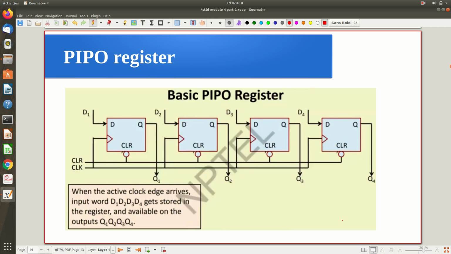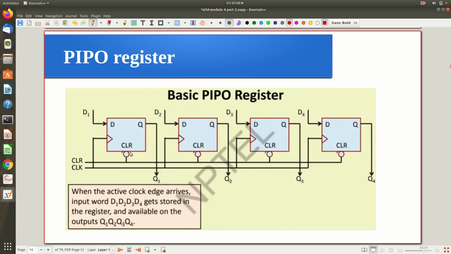Now the basic PIPO register, this is something I have taken from the NPTEL lecture. You can see that in the background. See the same figure, but they are using this kind of notation. These 4 D flip-flops they are using like this, and the inputs are given like this, right, and the output is also taken like that, and the clock is also there, the positive edge triggered clock.